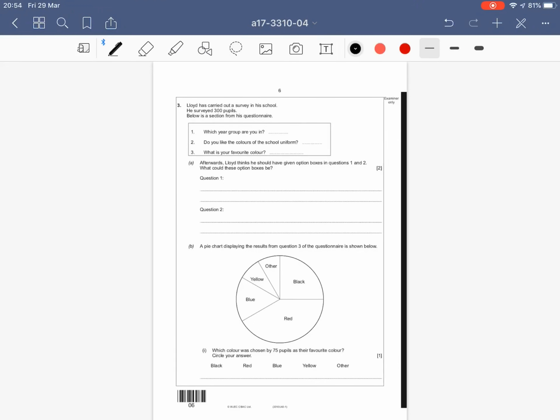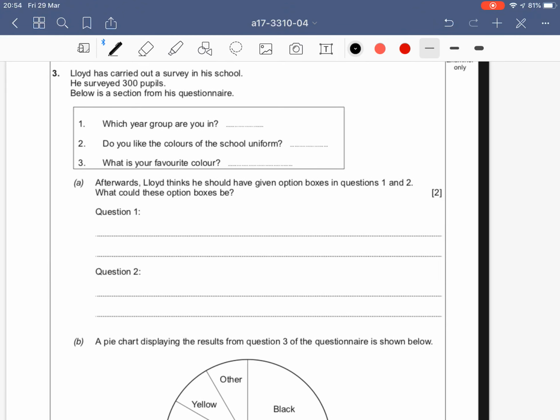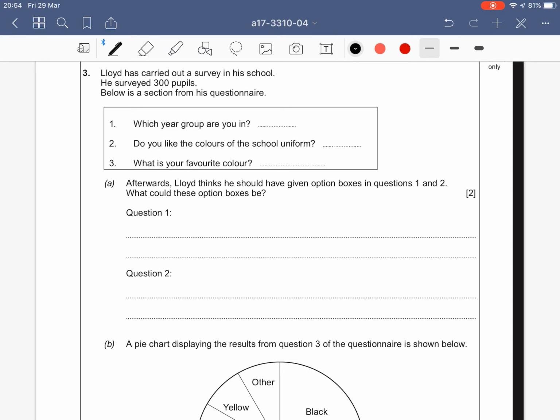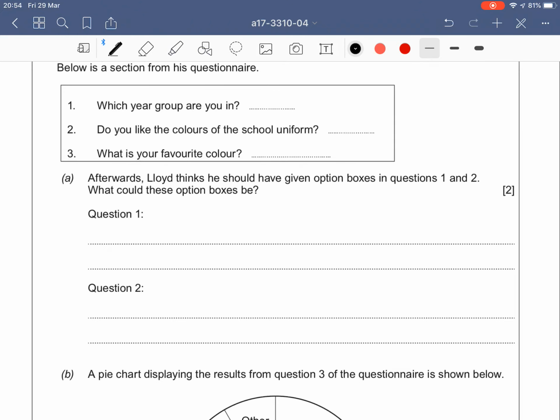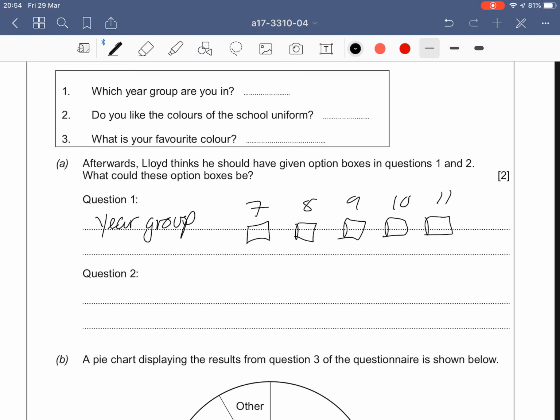Okay, Lloyd has carried out a survey in his school. He surveyed 300 pupils. Below is a section of his questionnaire. In which year group are you? Do you like the colours of the school uniform? What is your favourite colour? Afterwards he thinks that he should give an option box in questions 1 and 2. What could these option boxes be? Question 1 was, what year group are you in? So they could choose the year groups. You could have year 7, year 8, year 9, year 10, year 11, and have option boxes underneath for people to select instead of writing out the numbers.